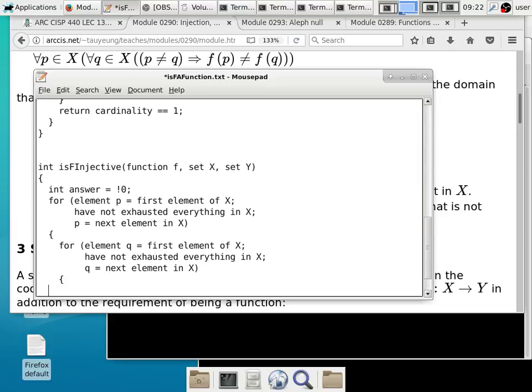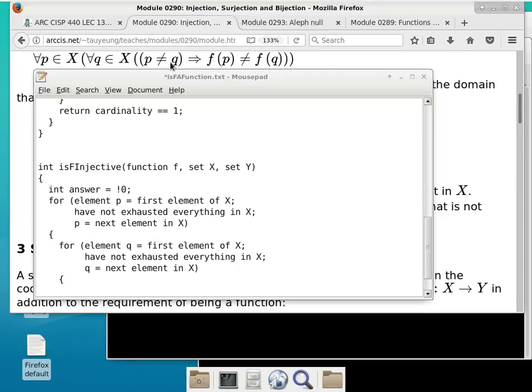So what are we asking about here? The first thing is, what if P and Q are the same? According to this part here, if P and Q are the same, we are not concerned, because it's an implication. If P and Q are in fact the same, then P is different from Q is going to be false. But if the first part of an implication is false, the implication itself is true.